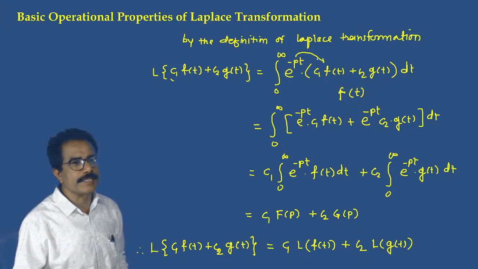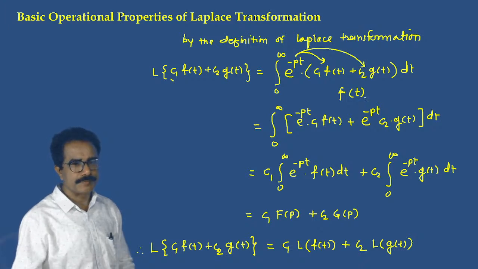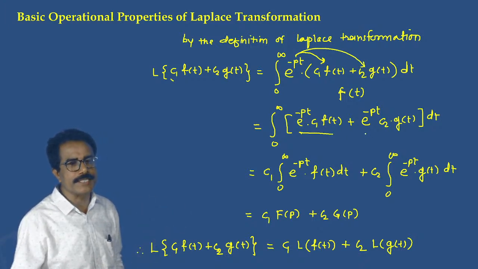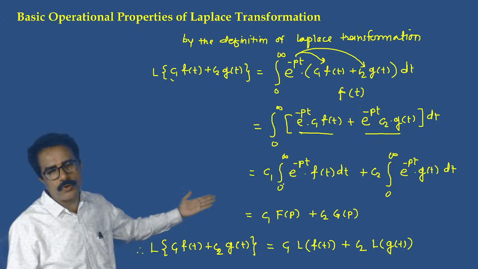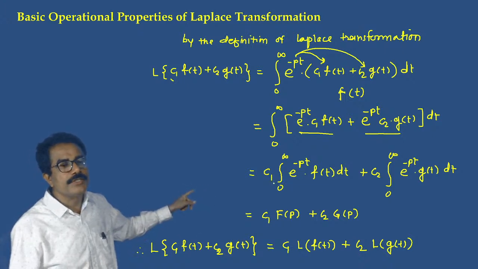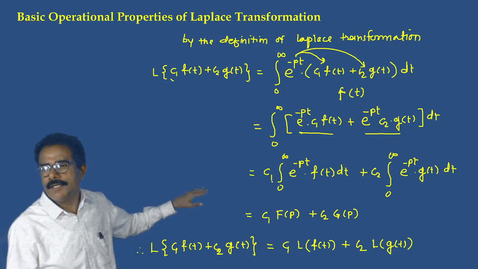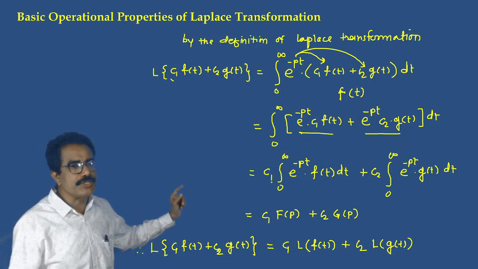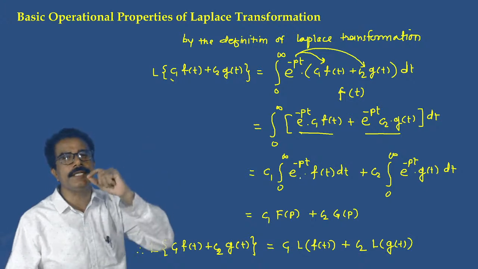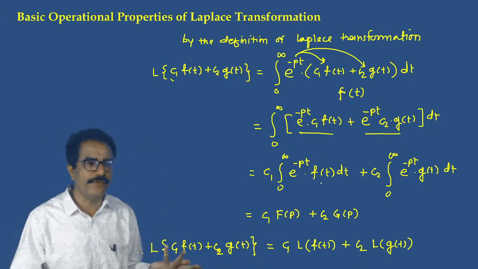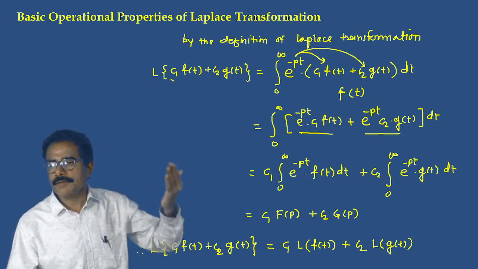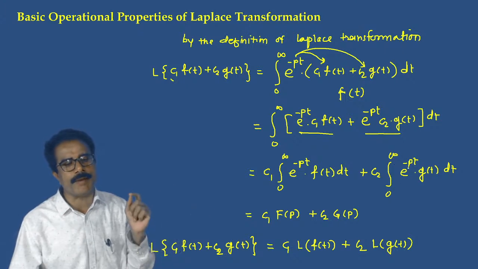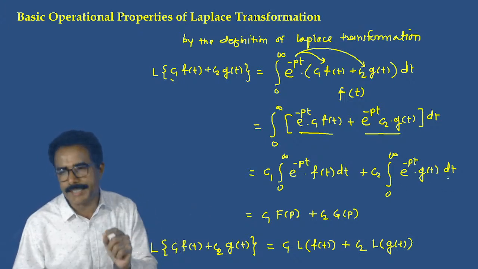So e raised to minus pt into the first term, e raised to minus pt into the second term, that will be this. Now you can separate the integral by the addition rule of separation of the integral. So c1 is the constant coefficient, so we can take it out of this integral. That means c1 into integral from 0 to infinity e raised to minus pt f of t dt plus c2 into integral from 0 to infinity e raised to minus pt into g of t dt.